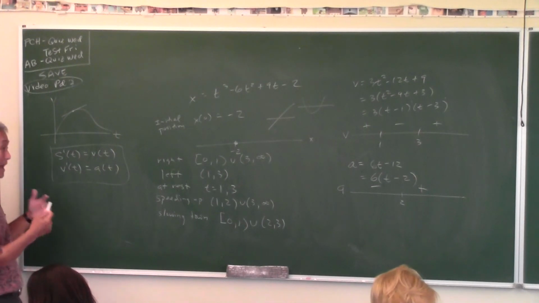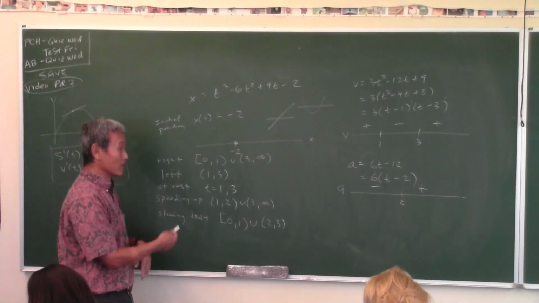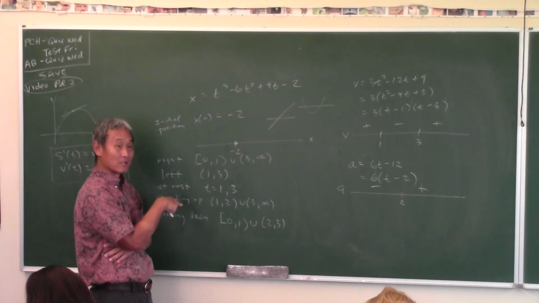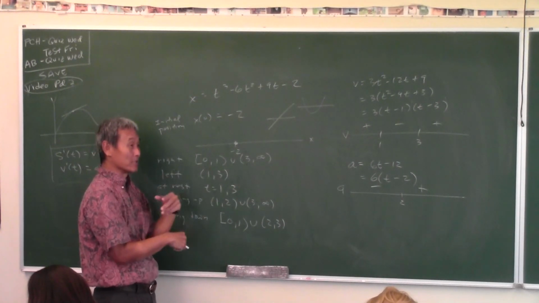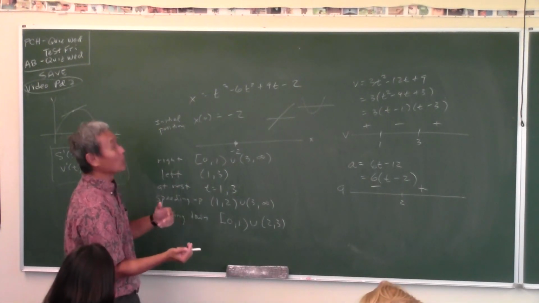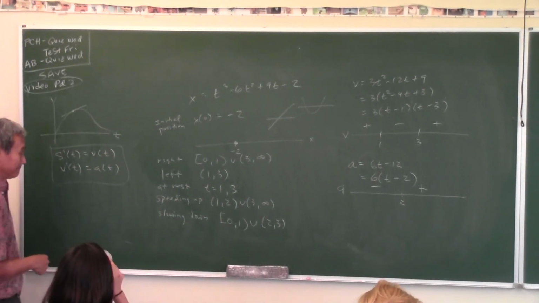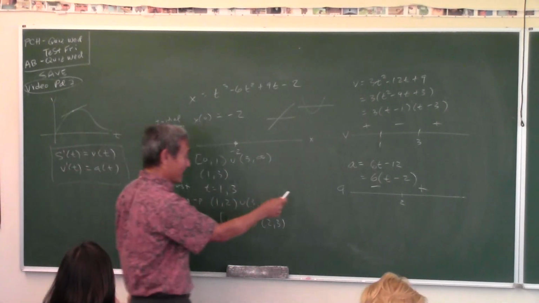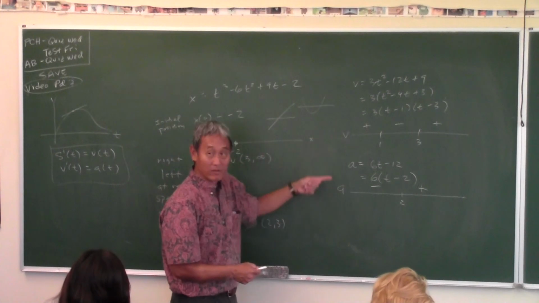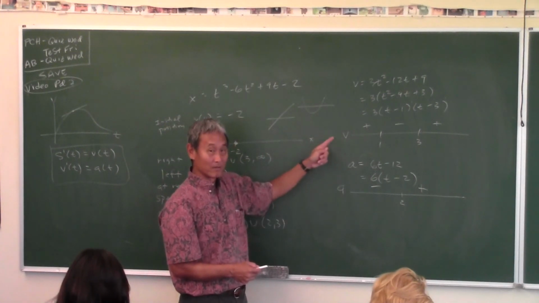Some of the problems tonight are going to ask you to describe the motion of the particle. The motion of the particle is when is it moving to the right? When is it moving to the left? When is it speeding up? When is it slowing down? So does everybody understand? To tell if a particle is speeding up or slowing down, you have to look at both of these, not just one of them.